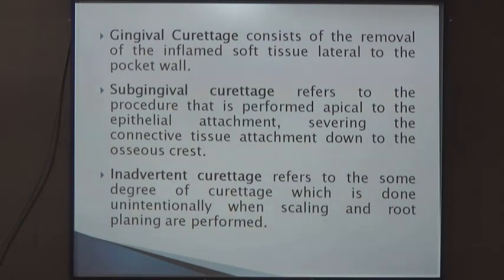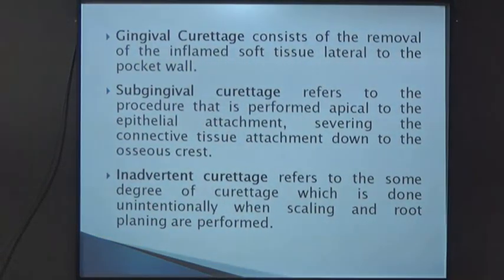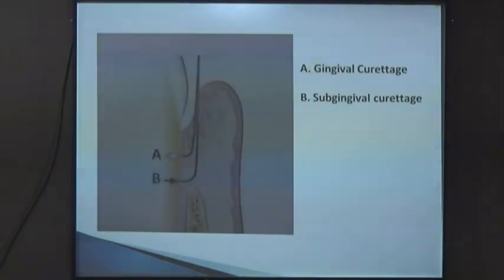When there is gingival inflammation, gingivitis, and the patient is complaining of bleeding, in all those cases we will be doing SRP, that means scaling and root planing. Whereas inadvertent curettage is not done intentionally; it is done unintentionally when scaling and root planing procedures are performed. See, gingival curettage, or subgingival: the first is gingival curettage, and the one that goes subgingivally is subgingival curettage. Okay?